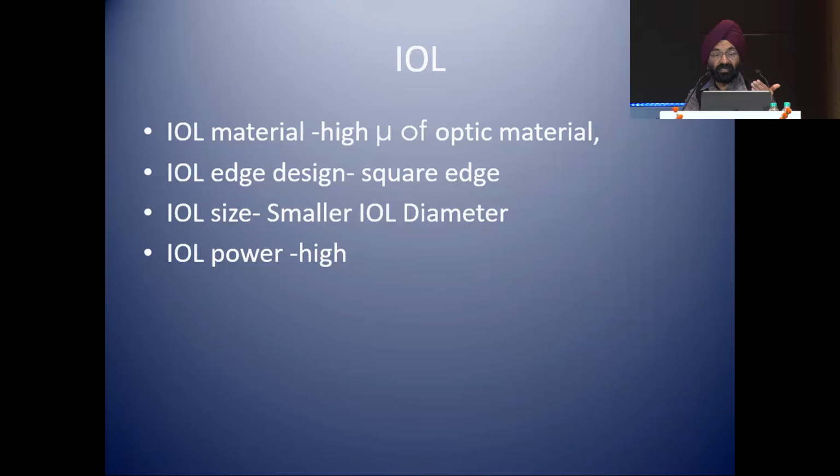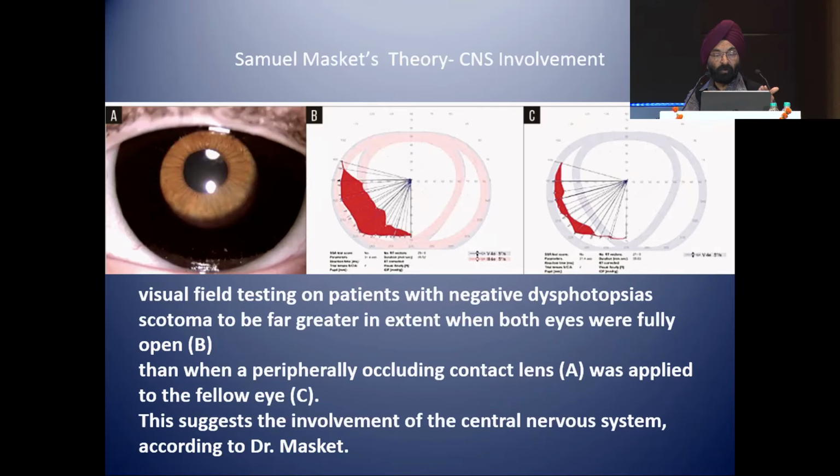So the basic problem is the IOL, whether it is IOL material, high refractive index, IOL edge design, square edge, IOL size, which is of small diameter, or IOL power, which is high. Samuel Masket's theory also implicates some CNS involvement, because the patient may have negative dysphotopsia, mostly bilaterally.